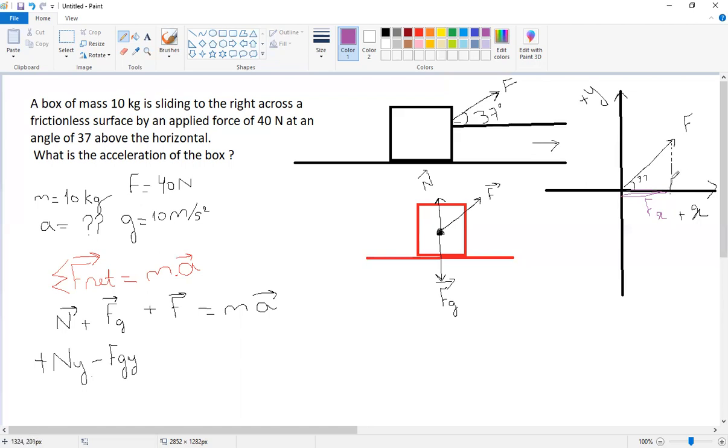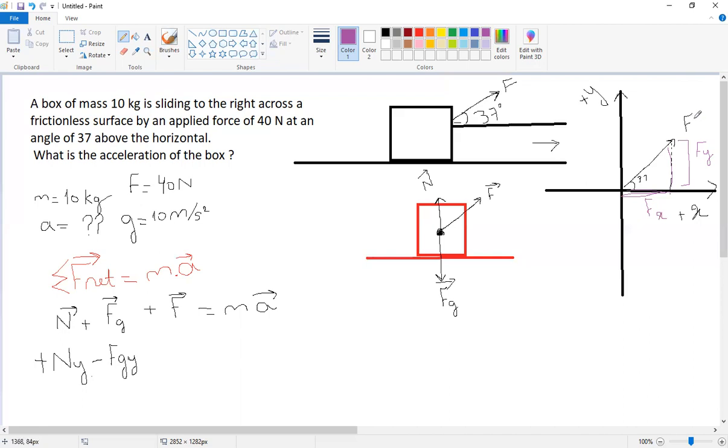And this part here, did you see it? This is the Fy component. Why? Because it's parallel to the y-axis, okay? So this is the part of F in the y direction, okay?